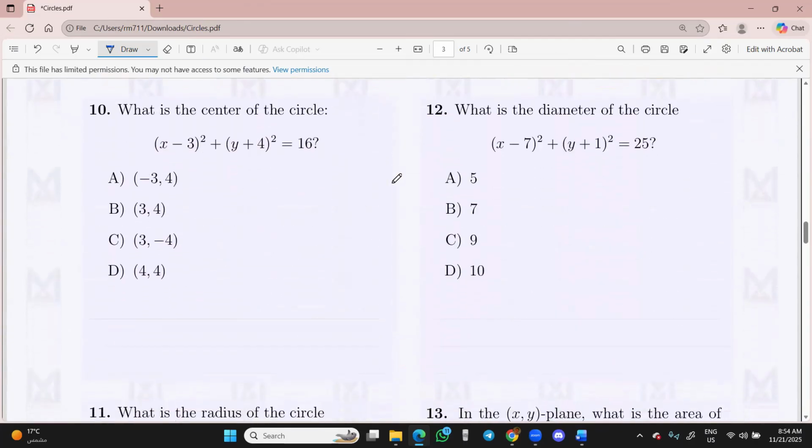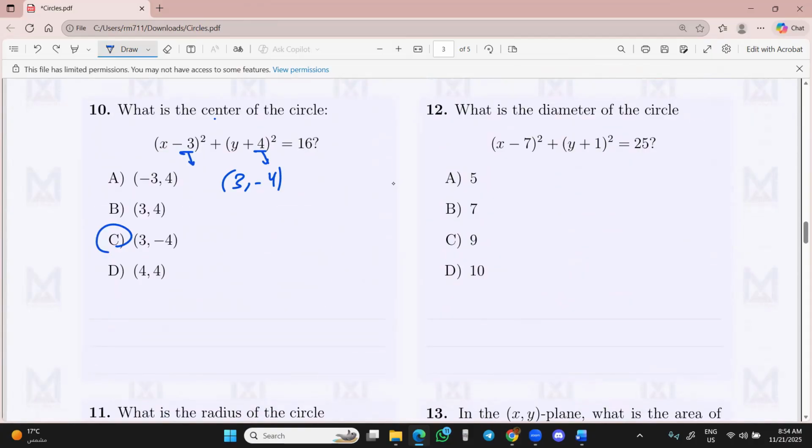Question number 10. What is the center of this circle? That's very easy. The center is always, just repeating the idea, changing this sign and changing this sign. So we have 3 and -4. That's the center of the circle. And when the question asks about the radius, don't say 16. 16 is not the radius. The radius is the square root of 16, which is equal to 4.